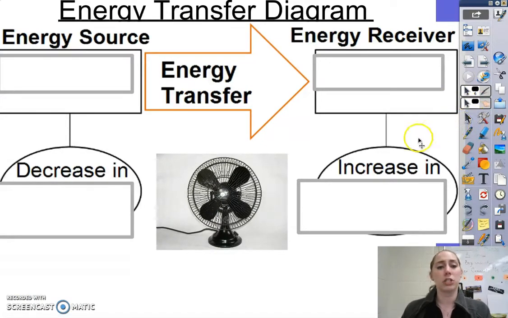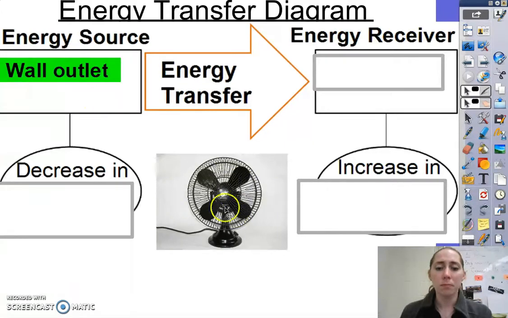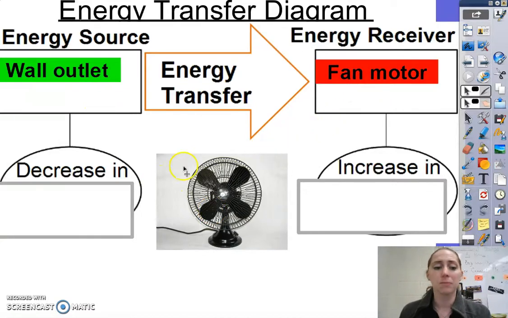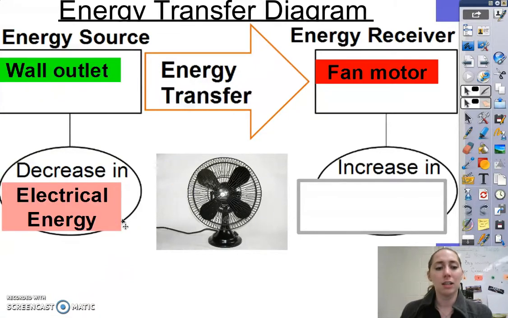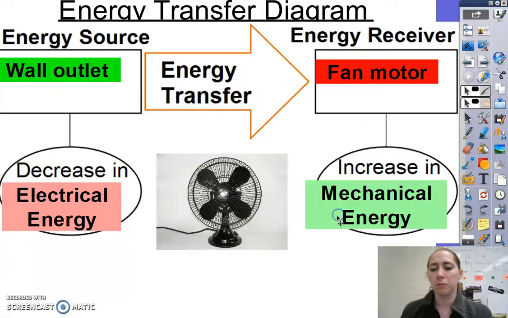Here's one version of one. So here we've got an electrical fan. We need to think of the energy source. Well, how does a fan work? You plug it into the wall. What then takes that energy? It'd be the fan motor. So when it's plugged into the wall, that energy source has electrical energy. So that electrical energy is going to decrease and get transferred into that fan motor, which will turn it into mechanical energy. So this is one energy transfer diagram.